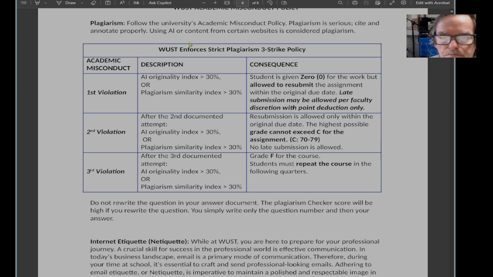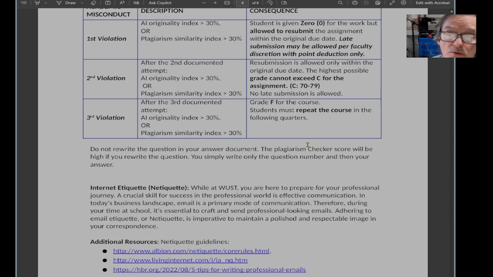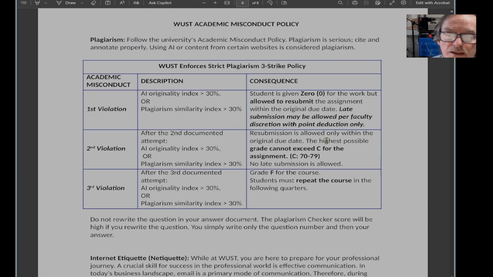So, first violation, you get a 0. You have to resubmit the paper. It gets regraded. Second violation, you start with a 0 again, fix it, gets regraded, but this time the maximum score you can get is a 79. So there's a big penalty for using too much AI. The third AI violation, you get an F in the class. You fail the class. Simple as that.